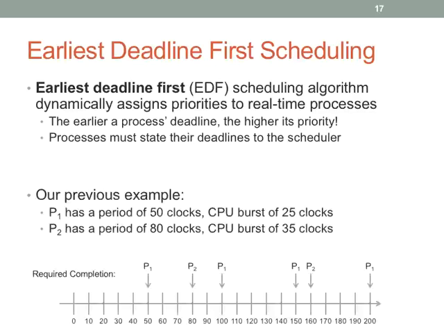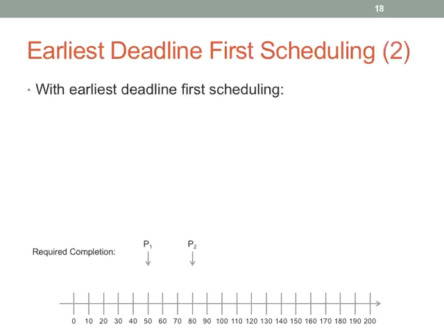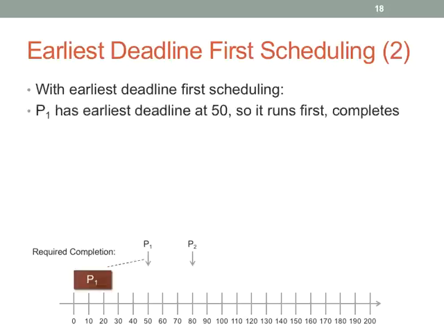And this is the same example as before. P1 has a period of 50 clocks, CPU burst of 25 clocks. P2 has a period of 80 clocks and a CPU burst of 35 clocks. This diagram gets a little bit more complicated. I apologize, it's just hard to draw. So you have P1 and P2, these are their requirements. P1 has the earliest deadline. Remember, P1 and P2 are both in their window. They can both run, but P1 is closest to its deadline, so it gets to run first, and it completes.